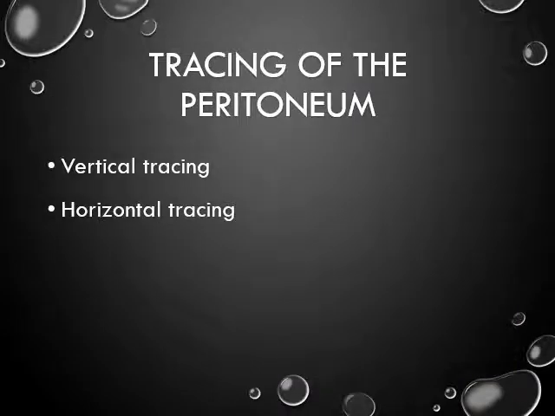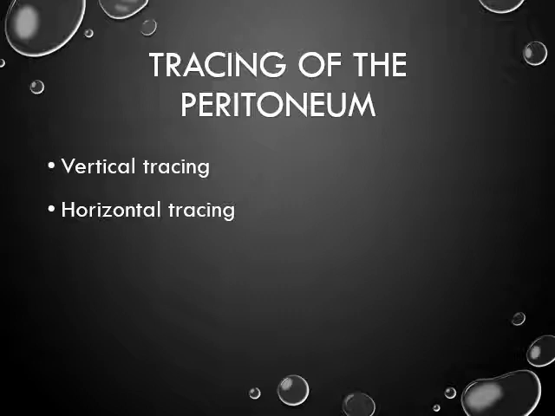Now, tracing of the peritoneum. So peritoneum, as we all know, it is a closed sac. It can be better understood by following it by vertical tracing and horizontal tracing. In case of vertical tracing, we will be tracing the peritoneum from the diaphragm until it once again reaches the lower part of the pelvic cavity.